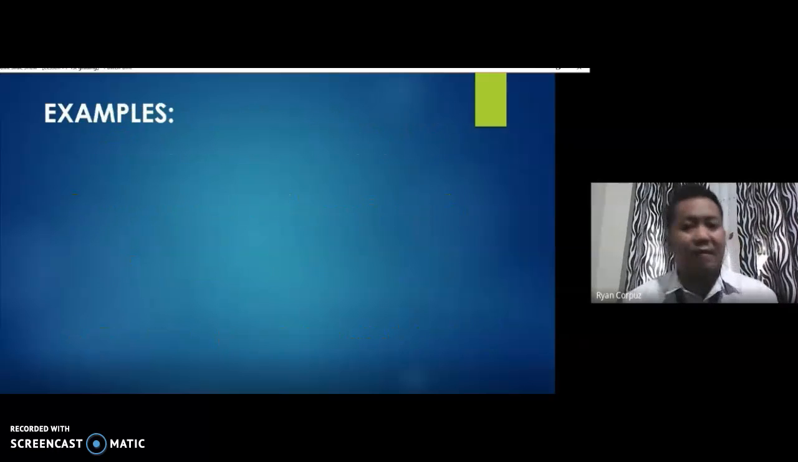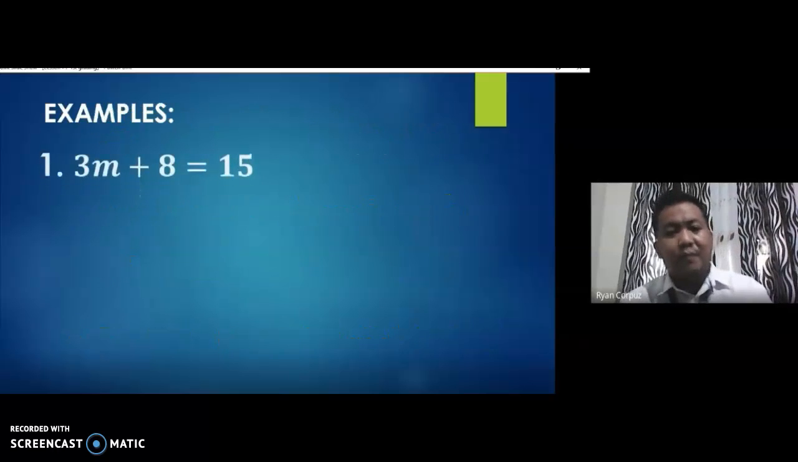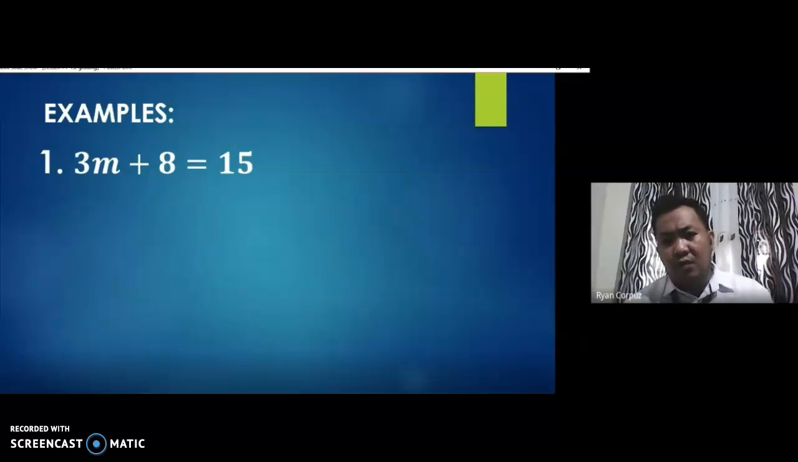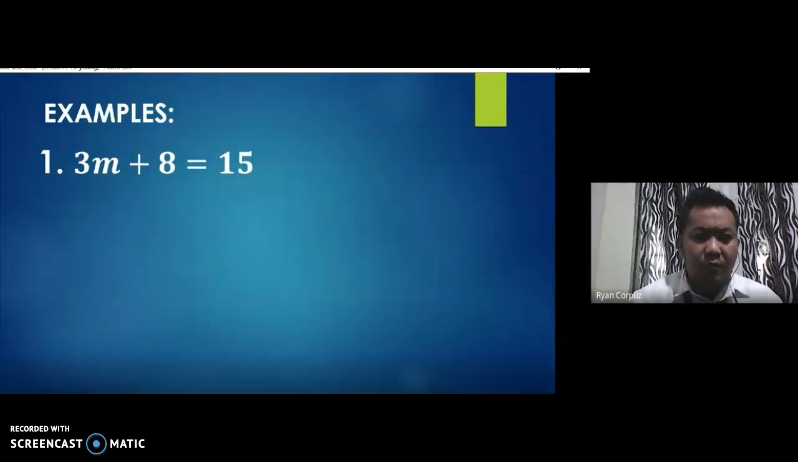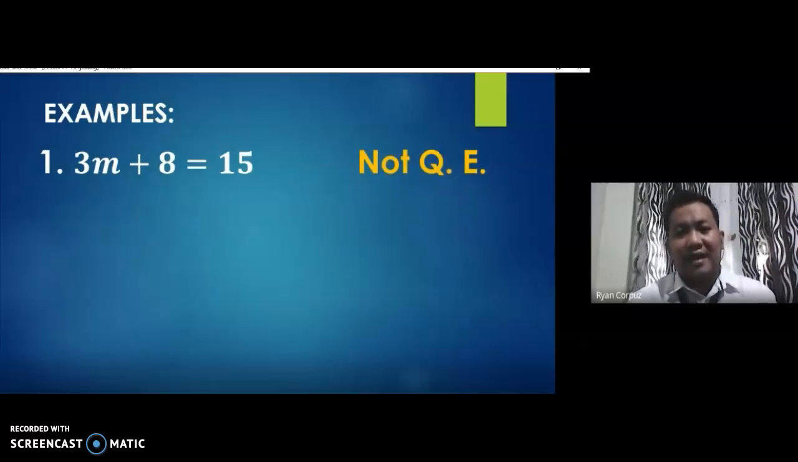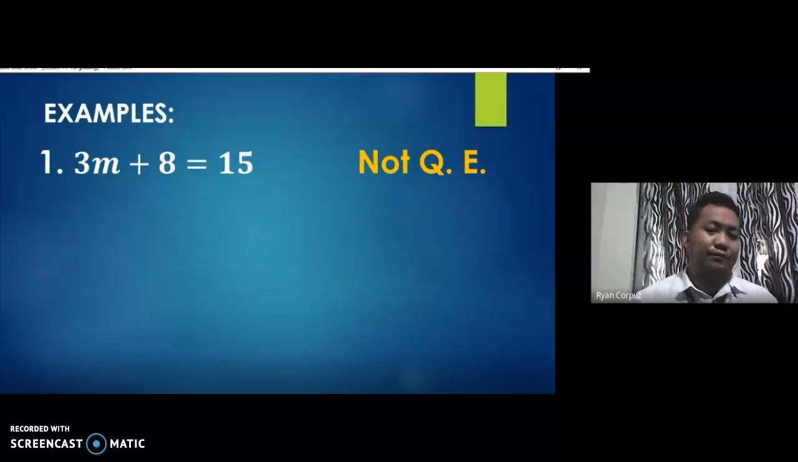And now let's have these examples. In example number 1, you are going to identify if a given equation is a quadratic equation or not. The given is 3m plus 8 is equal to 15. If you look at the given equation, you cannot find a term whose highest exponent is 2. So that's why, for number 1, we cannot consider that as a quadratic equation. It's not a quadratic equation.